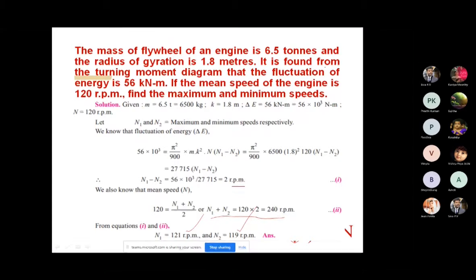Don't forget the units and the notations later. Radius of gyration is K. Mass means M. Delta E is the maximum fluctuation of energy, or fluctuation of energy, in the formula.